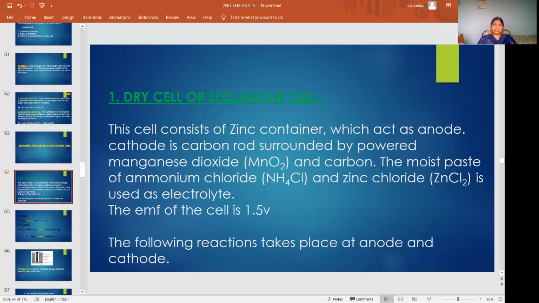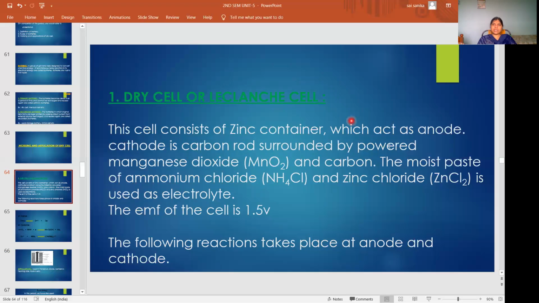So what is oxidation? What is reduction also you have to remember. Loss of electrons is called oxidation. Gain of electrons is called reduction. If you know these things, you can write the equations easily. So loss of electrons, oxidation. Gain of electrons, reduction. At anode, oxidation will take place. At cathode, reduction will take place.